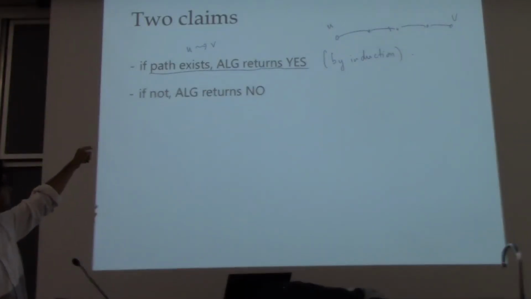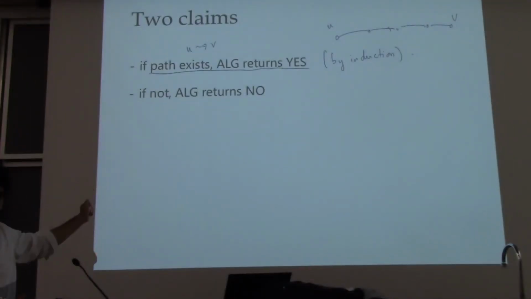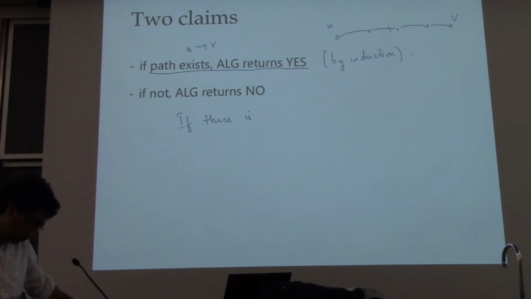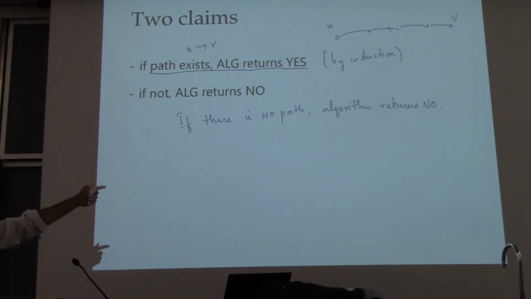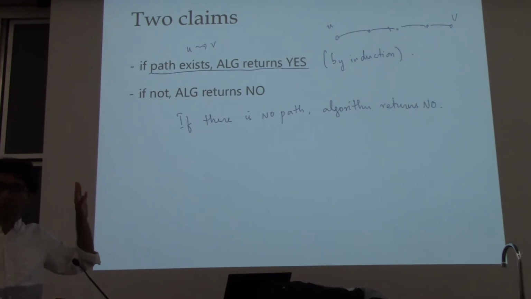So what we should also prove is that if there is no path from U to V, then the algorithm returns no. So if there is no path, in this case it is actually very simple, so I'm not going to go into the proof, but can someone try to give a hint of how you would prove this?